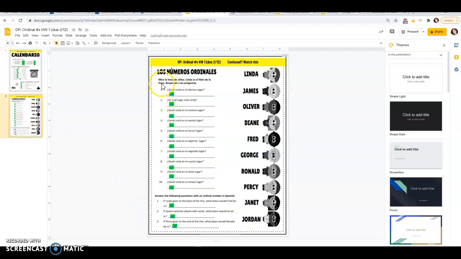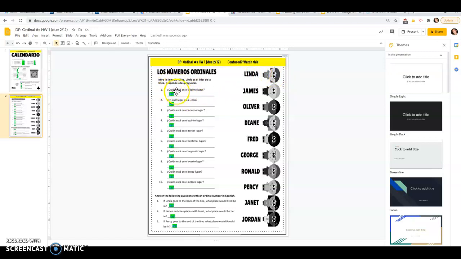On the second page, it says, mira la línea de niños. So look at this line of children. Linda es el líder de la línea. So Linda is the leader of the line. So that tells us that she's at the front of the line. Then you have to answer these questions.